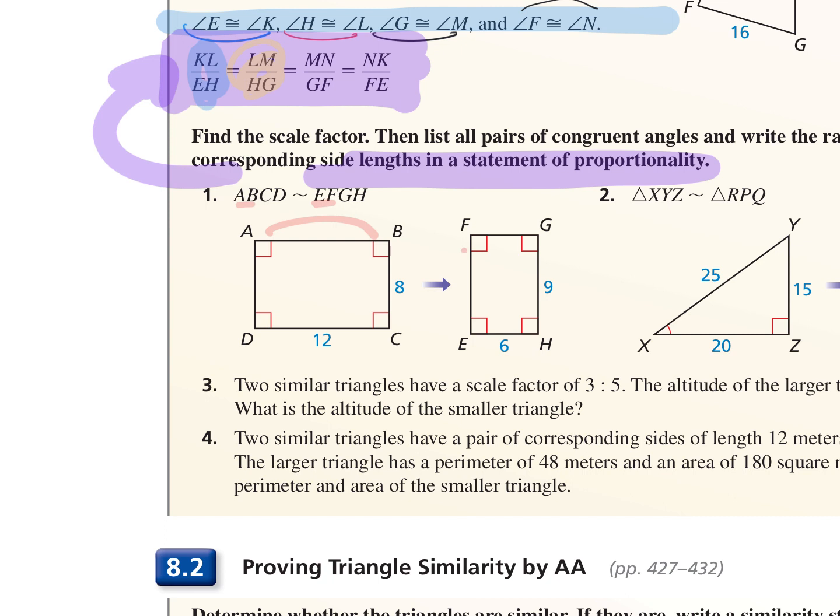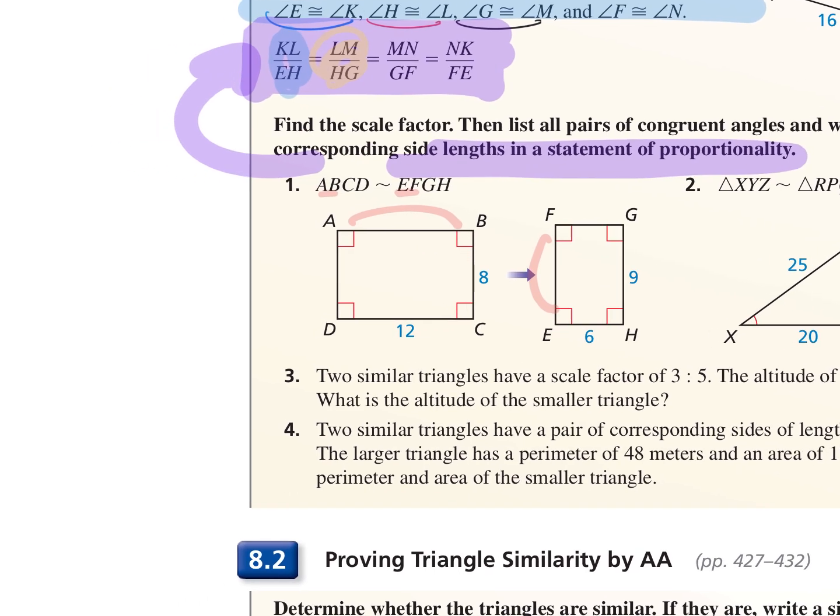Notice this was turned, so it's not sitting in the same orientation. So we would write EF over AB. And again, it doesn't matter where you start. If I decide to do the next two letters, the BC and the FG is here, BC is here. So again, I would put FG over BC.